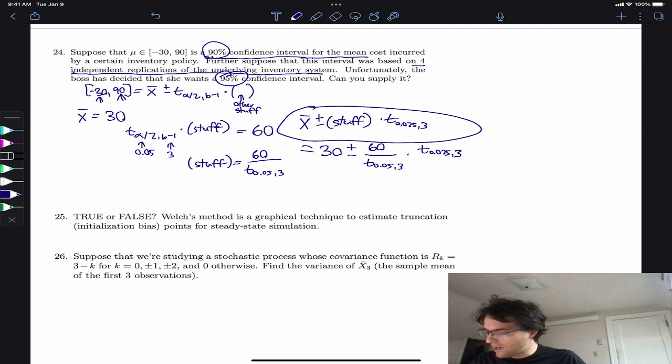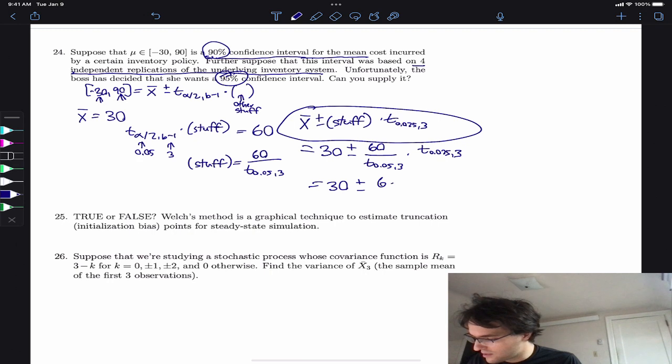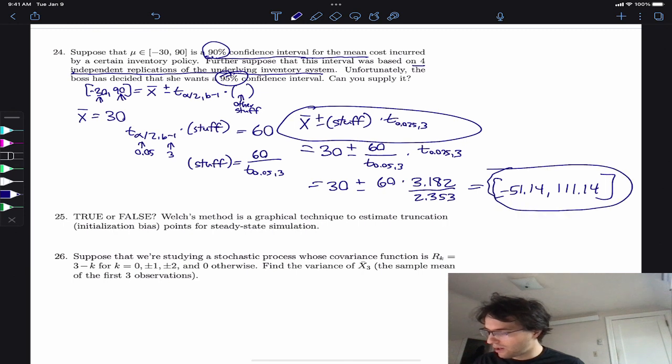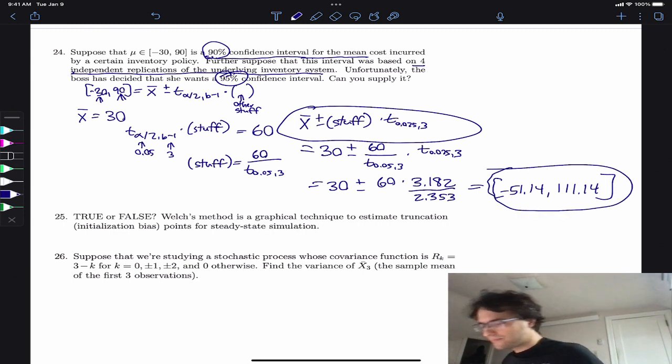And if you look up these values, you get 30 plus minus 60 times, I believe, 3.182, and then divided by 2.353. And once you do the math, you will get negative 51.14 and 111.14, and that's your new confidence interval. So that's how you go about doing this problem, basically.